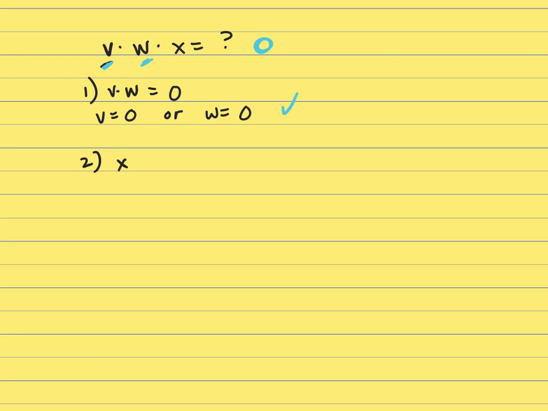Now, clue 2. X equals 5. That's not going to work. X equals 5 would be V times W times 5 equals 0. But there's no telling what that is. So only clue 1 works. Answer is A.